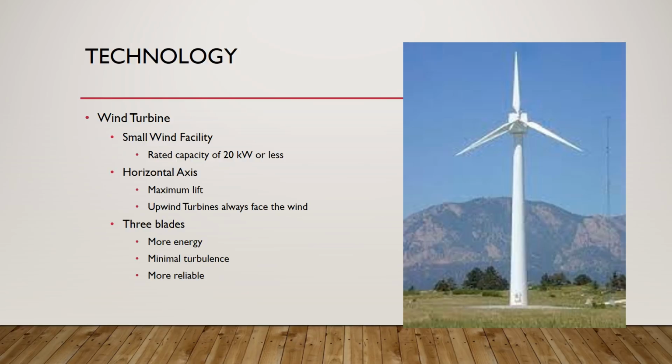And the three blades, better than one with the drag, and two is not as stable. It also has a little bit of drag. Three, it's going to give us the most energy. It's not as much drag there. Minimal turbulence, is very stable, and it's just a more reliable system.